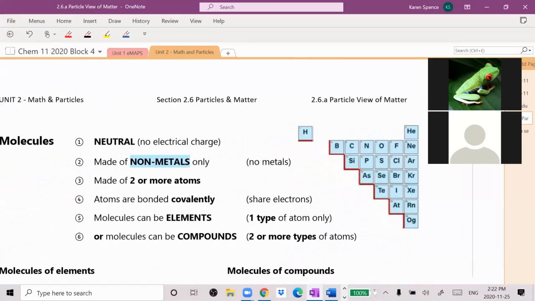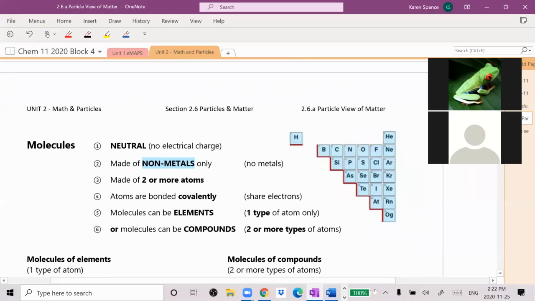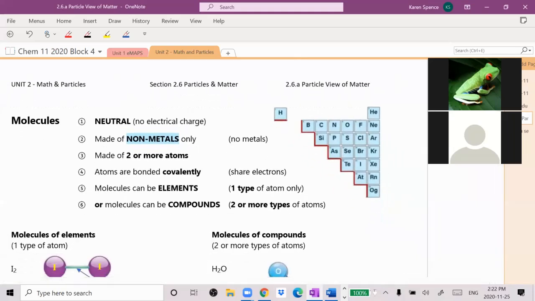Okay, molecules. And I think this is all we're going to get through today because we're almost at 2:25. Do you mind if we go a couple minutes over? Just to get through molecules? We're okay with that? Okay.